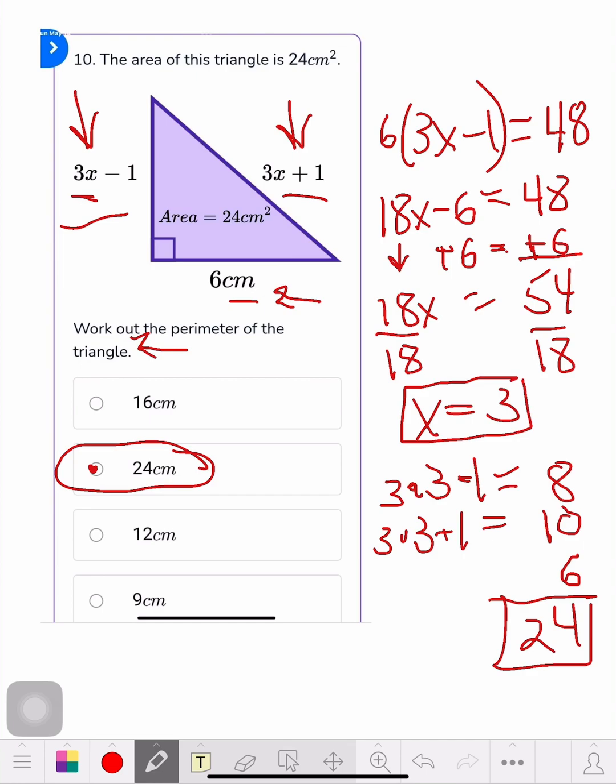And you could have done this with 1/2 base times height. You could have divided by 2, and you would have gotten the same answer, okay? I just did it because I can do it real quick a lot of times, the length times the width. I can multiply them together, okay? And I knew I just had to solve for the x. I wasn't looking to solve for anything else. They already told me what the area was.